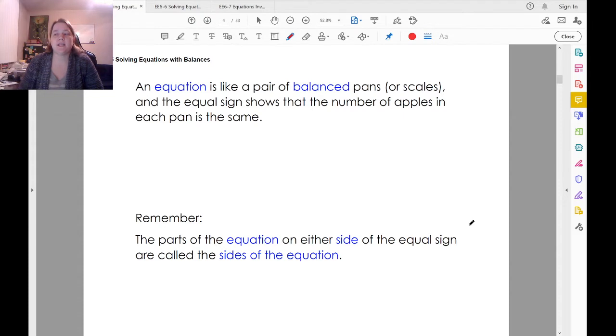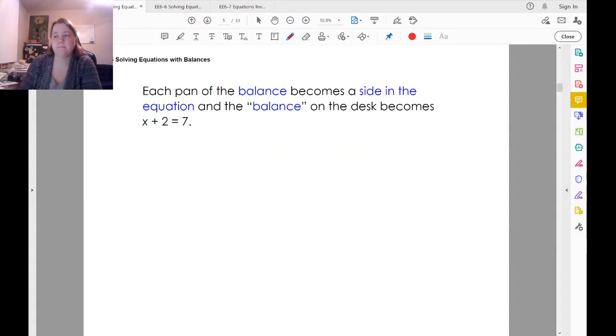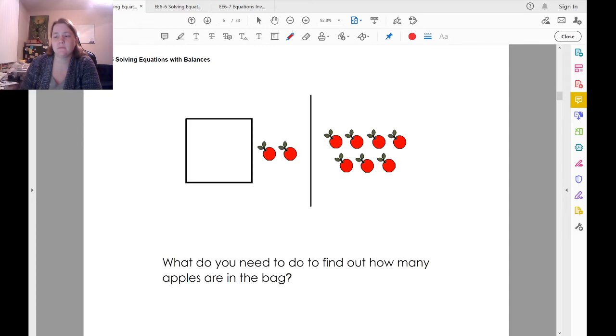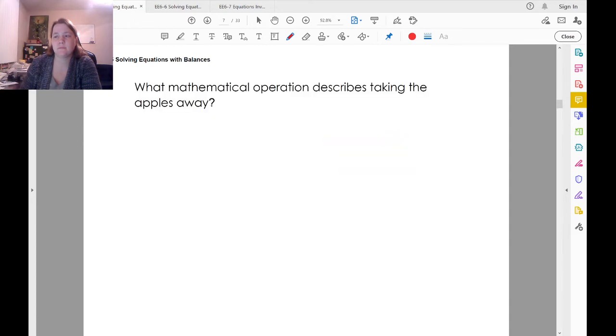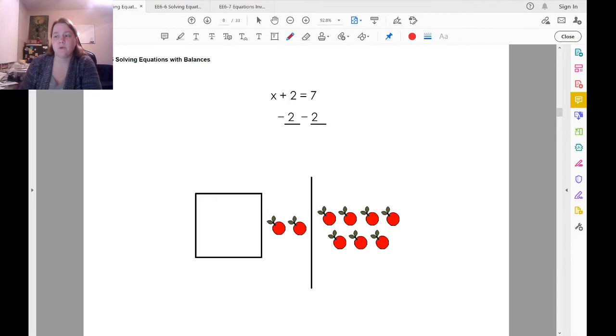An equation is like balanced pans or scales. Scales stay balanced and they are completely equal on both sides. Of course, like the thing that I've just drawn. You're welcome again. So you can see here that they took 2 away from both sides to make that X equals 7.